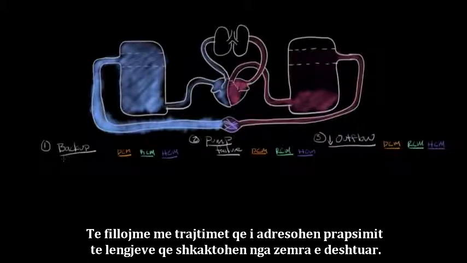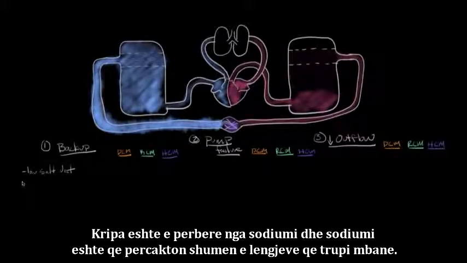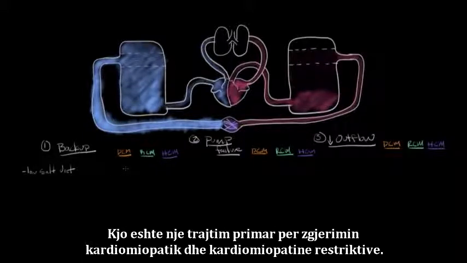Let's start with treatments that address the backup of fluid caused by this heart failure. The first thing that someone with cardiomyopathy can do are lifestyle changes, such as a low-salt diet. Salt is made up of sodium, and sodium is what determines the amount of fluid the body retains. So if you have a low-salt diet, the body will try to get rid of this backed-up fluid. This is a primary treatment for both dilated cardiomyopathy and restrictive cardiomyopathy.